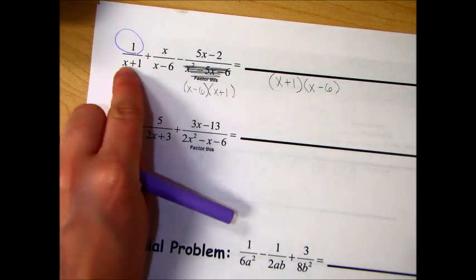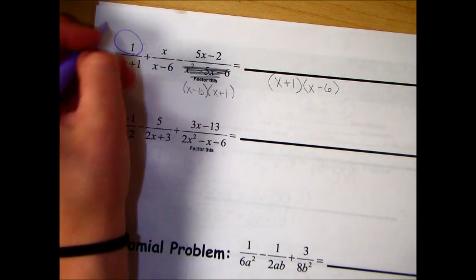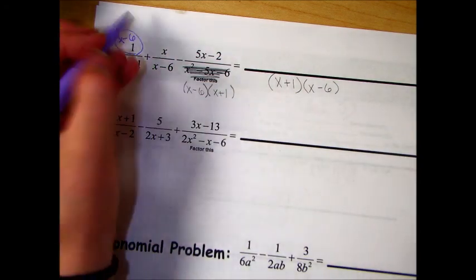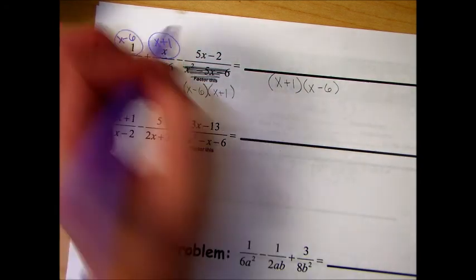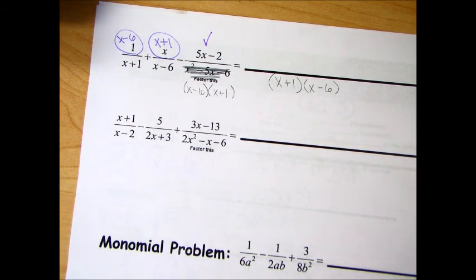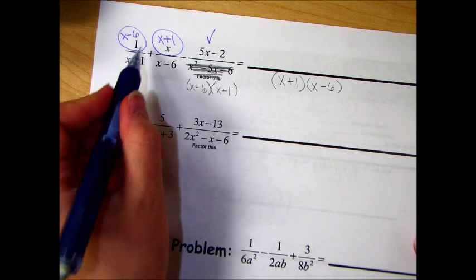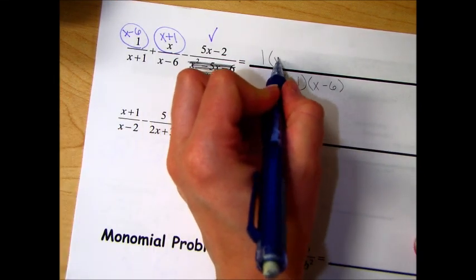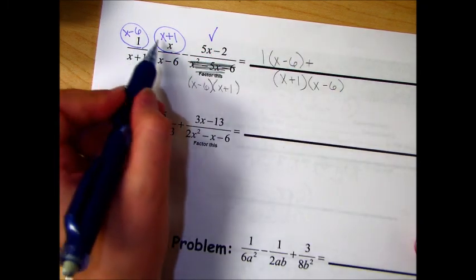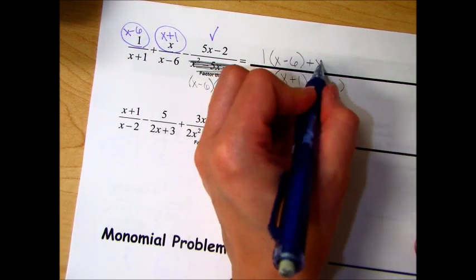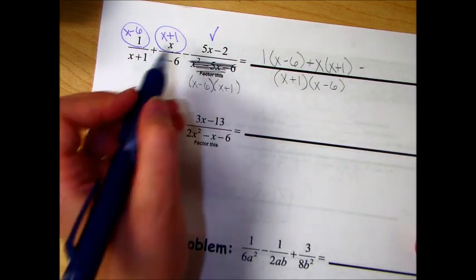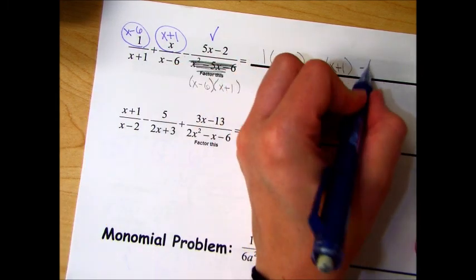Go back and see what's missing. This fraction from the bottom is missing the x minus 6. This fraction from the bottom is missing an x plus 1. This fraction from the bottom is missing nothing. Bring over this 1 and that x minus 6 in a quantity. Bring over this plus. Bring over this x and this x plus 1 in a quantity. Bring over this minus, and bring over this 5x minus 2 in a quantity.